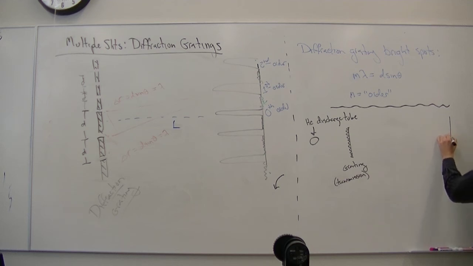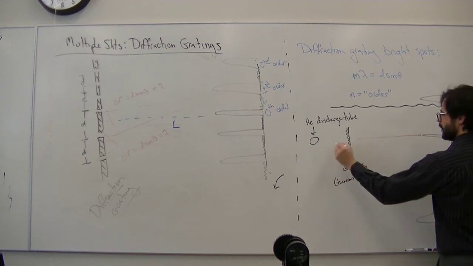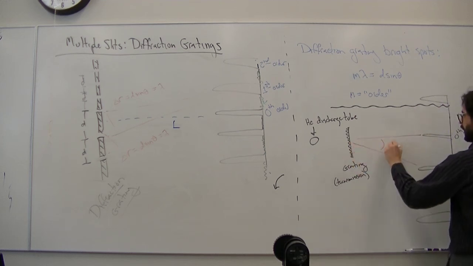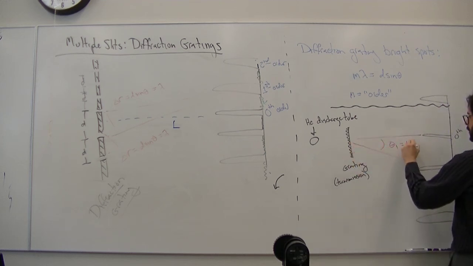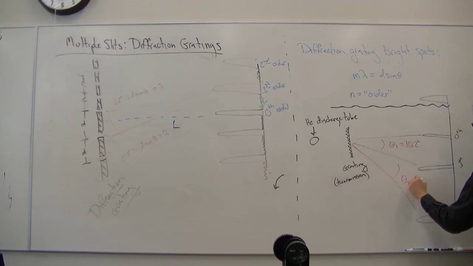So what we saw for the yellow line is a peak there, a peak there, and keep going, a peak there. That would be straight through, order 0. That would be the first order, and that would be the second order. And this is the part where you just believe me. I measured the angle to this, and that's theta 1, 10.2 degrees, and then that's theta 2, 20.6 degrees.